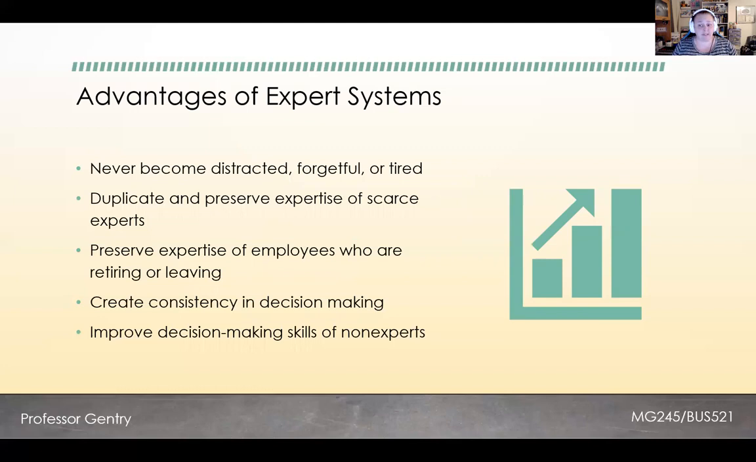Advantages of using an expert system include your expert system is never going to be distracted. It's never going to be forgetful or tired like me.